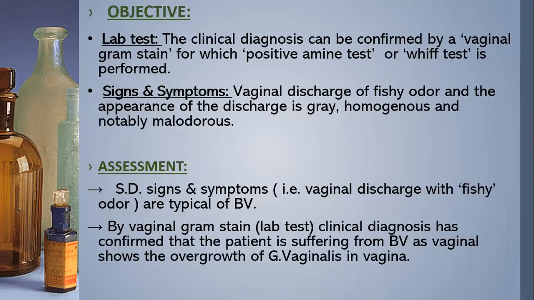In signs and symptoms, we have vaginal discharge with fishy odor, and the appearance of the discharge is gray, homogeneous, and notably malodorous. The assessment that I have made is this: as these signs and symptoms are typical of bacterial vaginosis, and by the vaginal gram stain lab test, clinical diagnosis has confirmed that the patient is suffering from bacterial vaginosis, as the vagina shows the overgrowth of G. vaginalis.